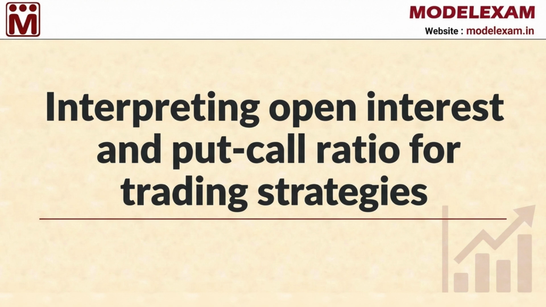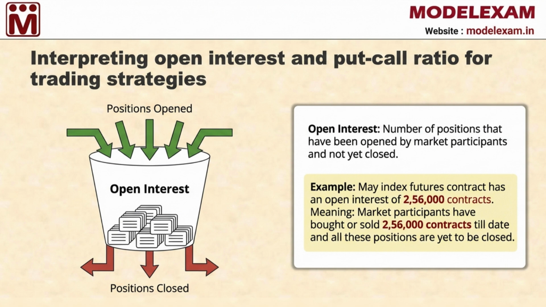In this video, we will explore interpreting open interest and put-call ratio for trading strategies. To begin, we need to understand a very important term called open interest. You can think of open interest as the total number of positions that market participants have opened but not yet closed. For example, if a May index futures contract shows an open interest of 2,56,000 contracts, it means that traders have bought or sold 2,56,000 contracts and are still holding on to them. These positions are still live in the market and have not been settled or squared off yet.